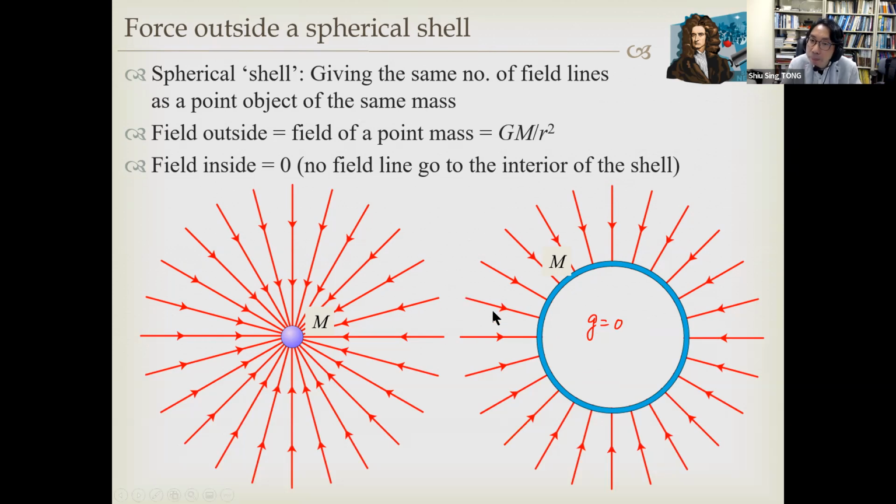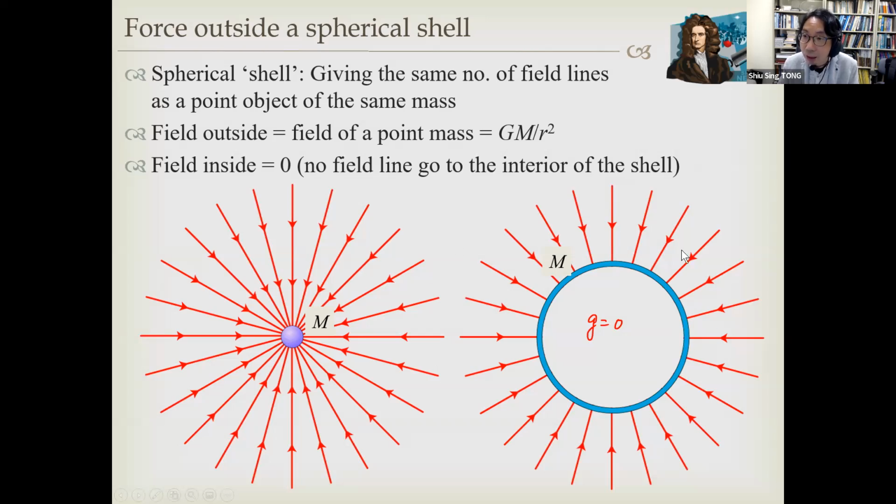So how about outside? The field will also be spherically symmetric. It will be converging to the spherical shell, just like the point mass. And because the mass of the shell is the same as the point mass, the number of field lines converging to the spherical surface will be the same as the number of field lines converging to this point mass. They will be the same. And so what I conclude is that the field outside a spherical shell will exactly be the same as a field due to a point mass located at its center.